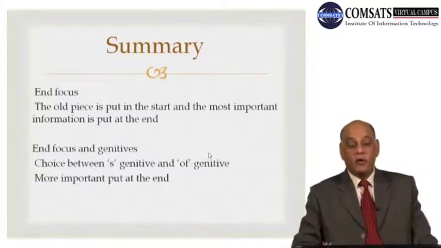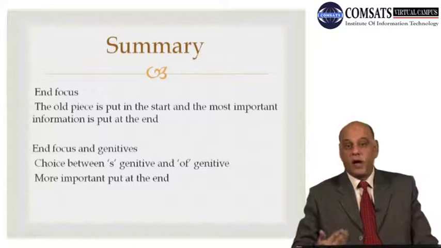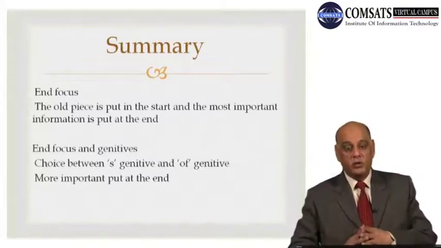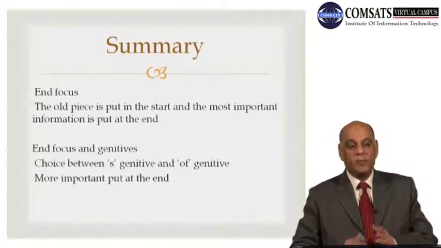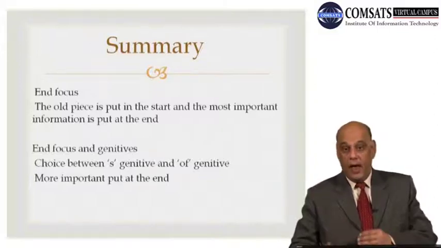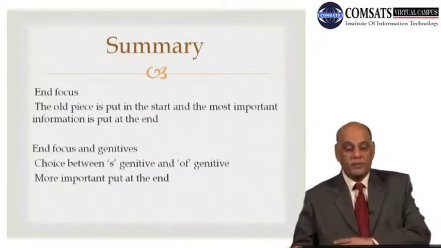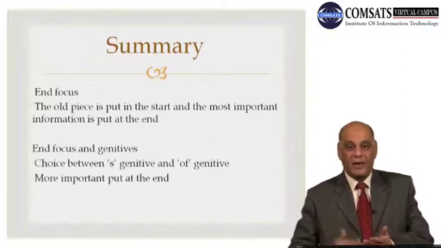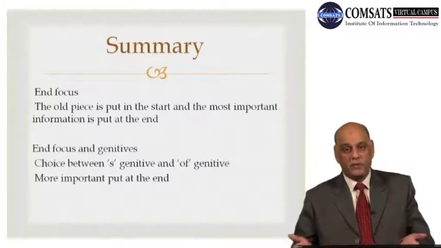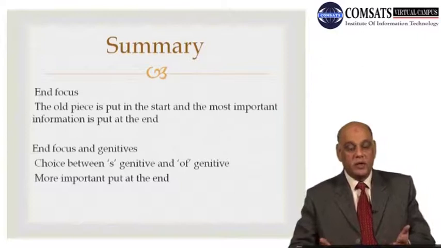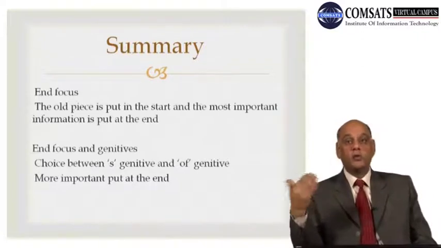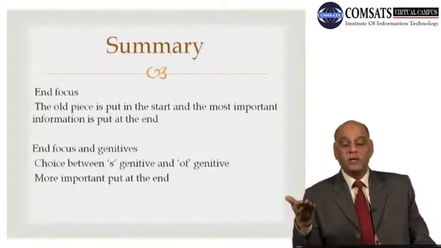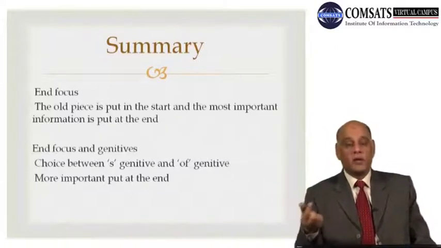Okay. End focus and genitives. Then we saw another kind of transformation, that was the end focus and genitives. How the genitives are used. What are genitives? Possessives. The choice between S genitive and of genitive. Ahmad's books and books of Ahmad, or legs of giraffe. We saw the examples, legs of the table, Ahmad's books. So how do you make this choice? How do you put an S genitive and how do you put of genitive? There is a rule. What is that rule? More important is put at the end.